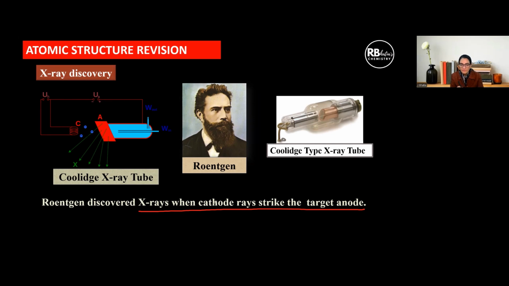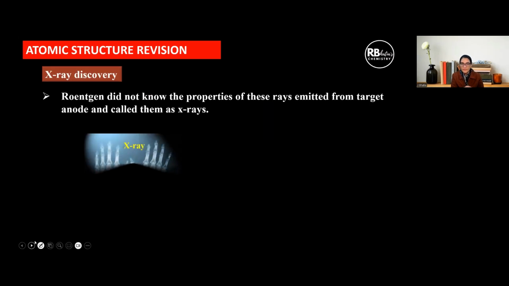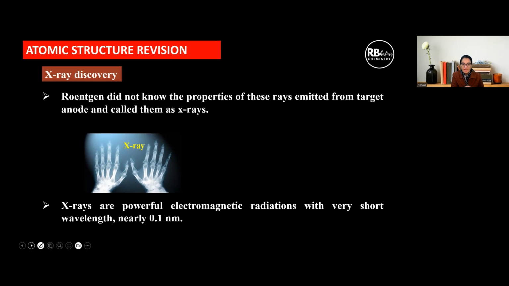When were X-rays discovered? When cathode rays strike the anode, some unknown rays were observed, which were called X-rays because their nature was not known at the time. Röntgen did not know the properties of these rays emitted from the target anode, so he called them X-rays. And X-rays are powerful electromagnetic radiations. The point to focus on is these are EM radiations with very short wavelengths, nearly 0.1 nanometer. And you know 1 nanometer is 10 to the power minus 9 meter.